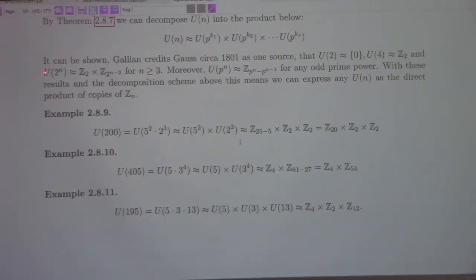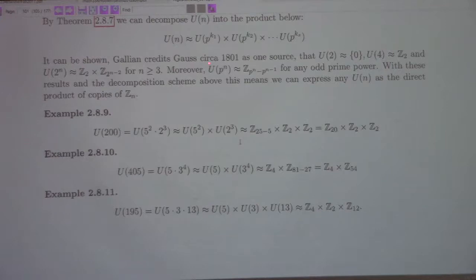And then this is not as obvious, I suppose, but the group of units of 2 to the n is isomorphic to Z2 cross Z of 2 to the n minus 2. You have seen this in action with 8. U8 was the Klein 4 group, right? And that would be Z2 cross Z of 2 to the 3 minus 2, which is 1. So U8 is Z2 cross Z2. But fun fact, U16 is Z2 cross Z4, up to isomorphism, of course.